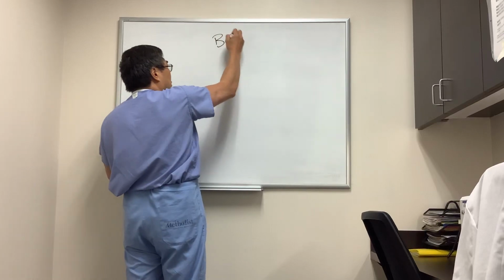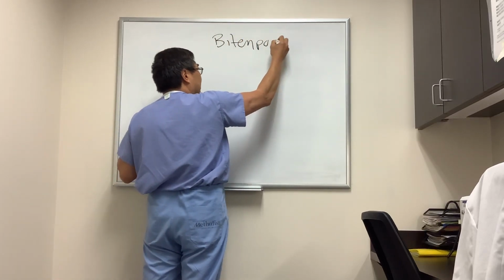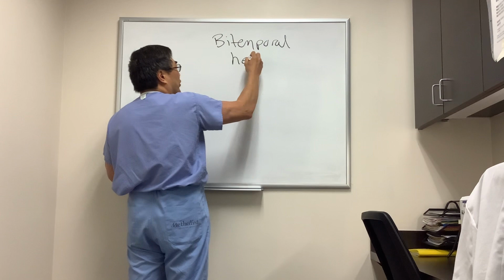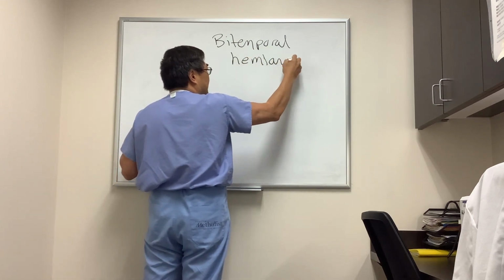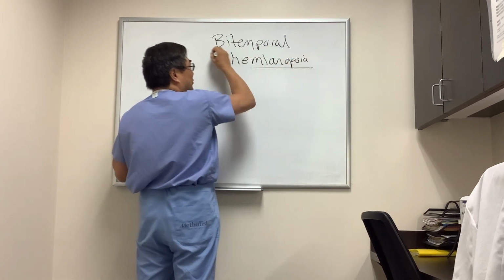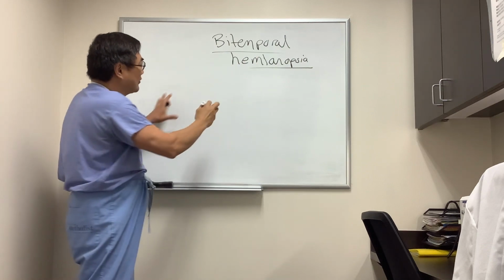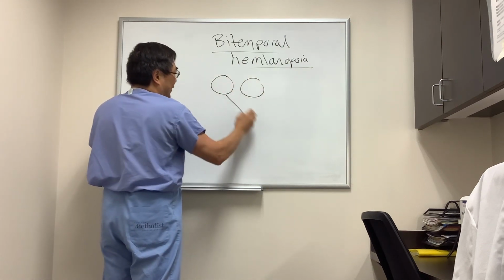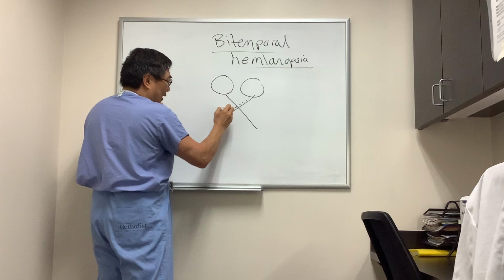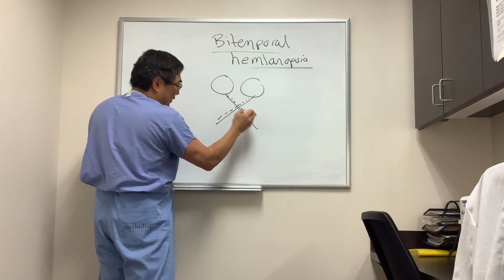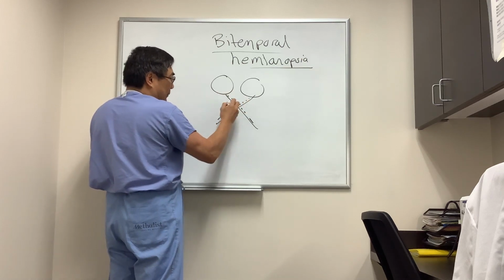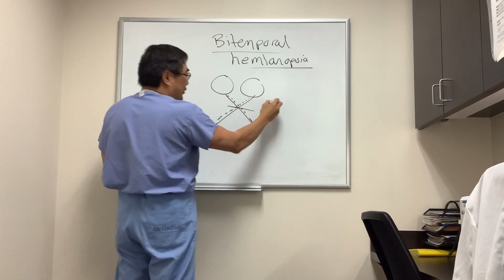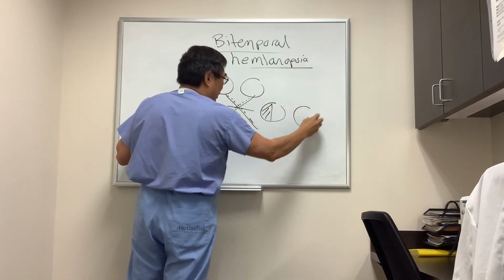So someone wanted to know what is the differential other than pituitary adenoma for the bitemporal hemianopsia. When you have a bitemporal hemianopsia, that means it's the nasal crossing fibers that are being affected. As you know, the crossing fibers from each nasal half cross in the chiasm, and so lesions at the chiasm produce the bitemporal hemianopsia.